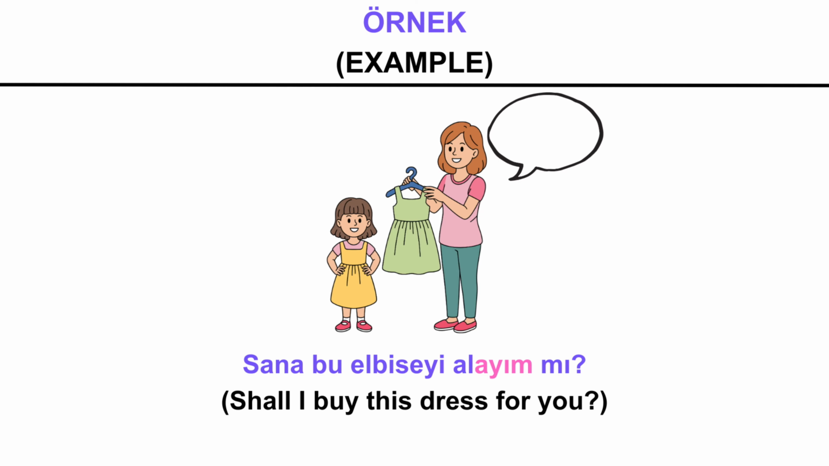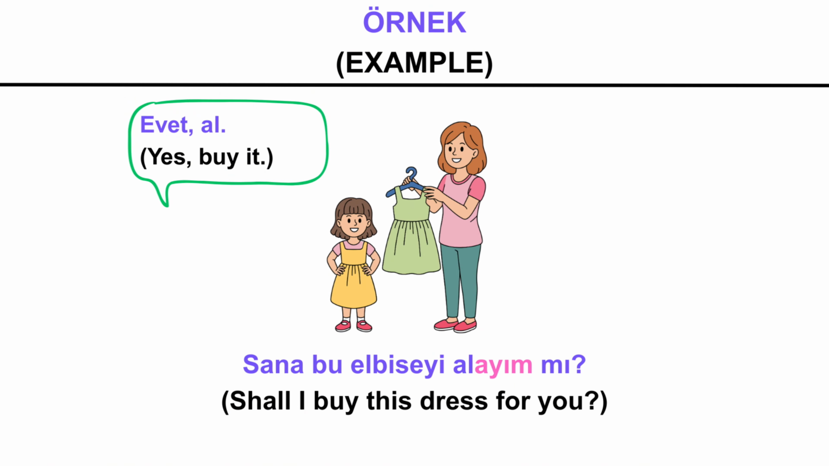The person was asking in first person singular, ben alayım mı? The person in front of it should reply in second person singular. And as I said before, second person singular is not used in optative mood. We use it in imperative mood. That's why the answer was a different grammar. I hope it's clearer now.